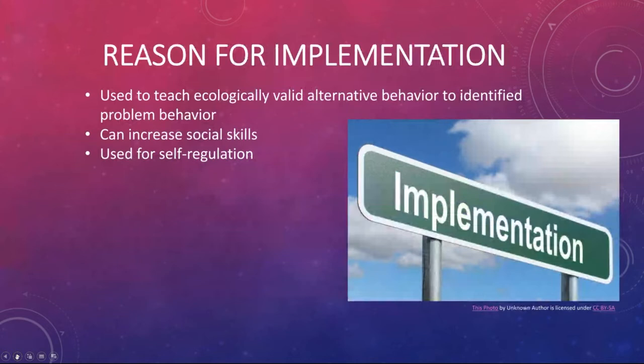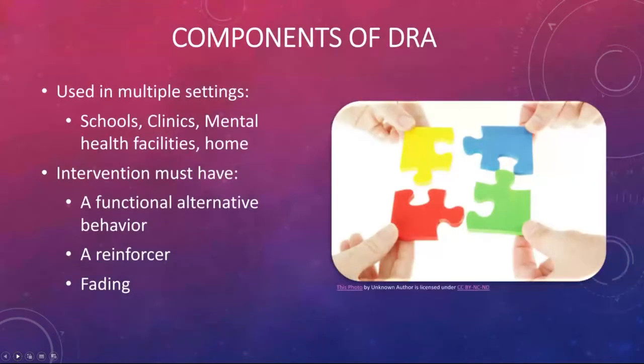Reason for implementation: used to teach ecologically valid alternative behaviors, can increase social skills, and it is used oftentimes for self-regulation. Components of DRA can be used in multiple settings: schools, clinics, mental health facilities, and in the home. The intervention must have a functional alternative behavior, a reinforcer, and then fading should be used throughout the intervention.